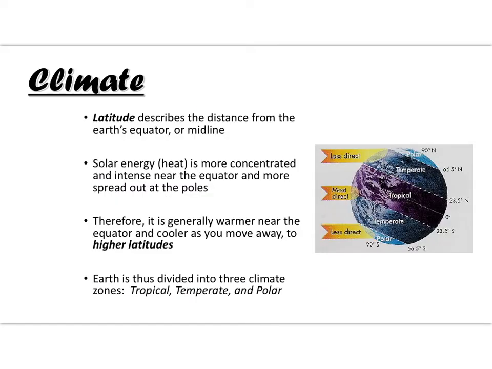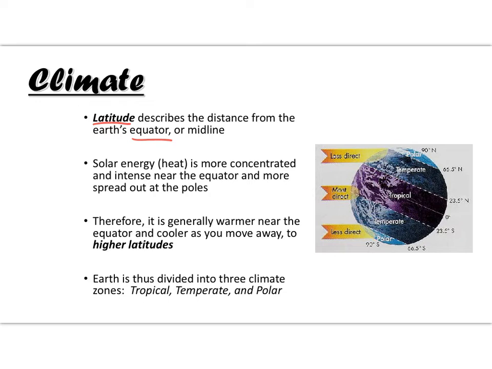All right, the second factor that helps determine climate is latitude. Now, I realize in geography, you may have spoken about latitude and longitude. Quite frankly, we don't care about longitude in biology. We're only focused on latitude. Latitude describes your location based on your distance from the equator, or the midline of the Earth, sort of from east to west is the way to think of it.